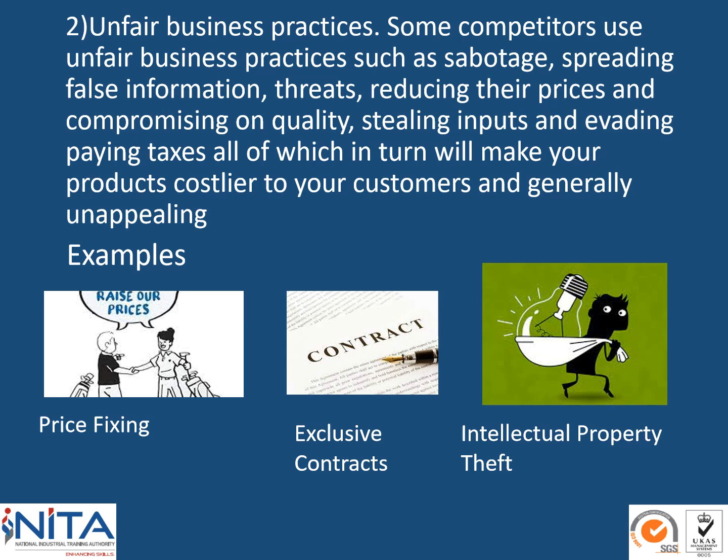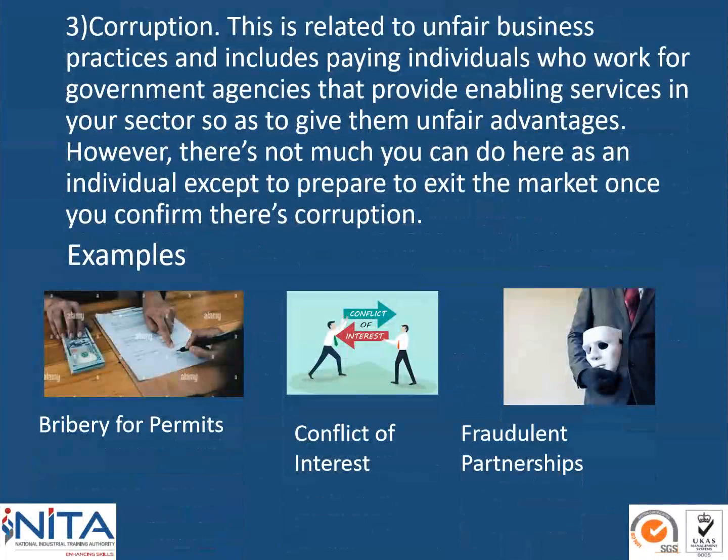As you can see from the picture, two people agreeing, two companies agreeing to raise the prices, exclusive contracts, and finally intellectual property theft. The third is corruption. This is related to unfair business practices and includes paying individuals who work for government agencies that provide enabling services to your sector so as to give them unfair advantages.